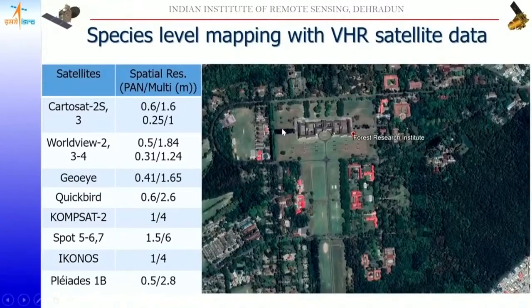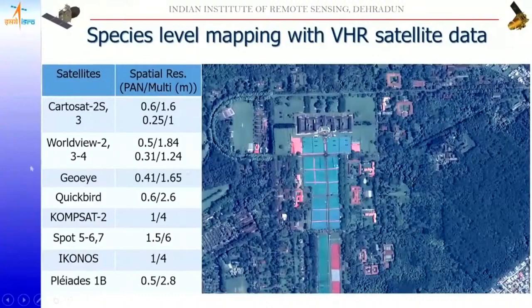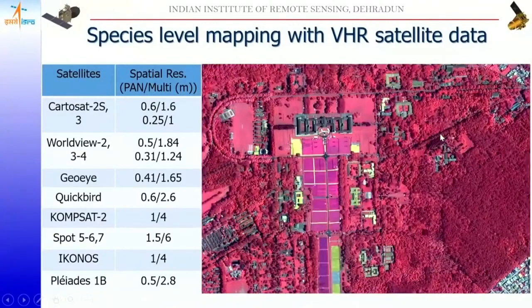This is the Forest Research Institute campus area. This is the Google Earth image of that particular area, and here you can see the different buildings and also the forest type, based on the contrast in the color. This is our Cartosat-2S data, and here you can also see the contrast in the true color composite, and this is the false color composite of the same area.